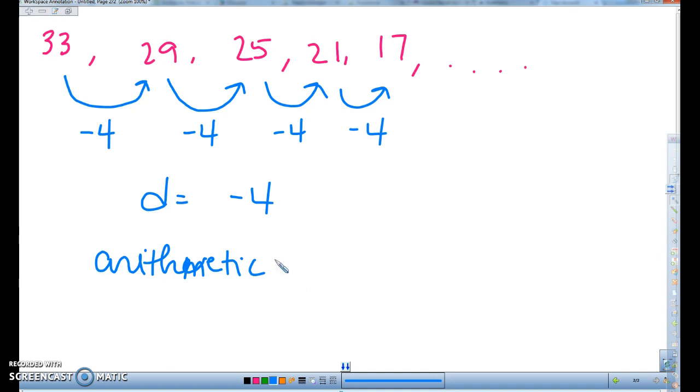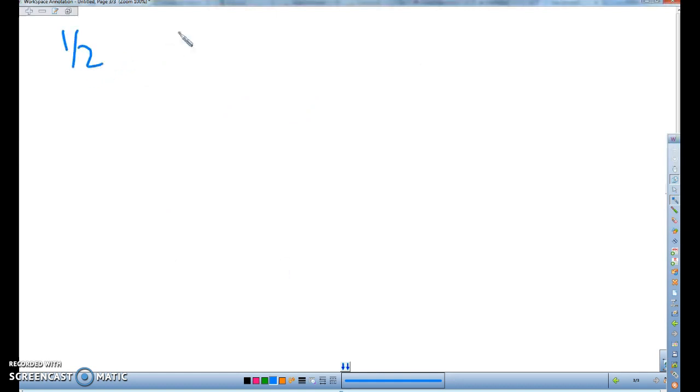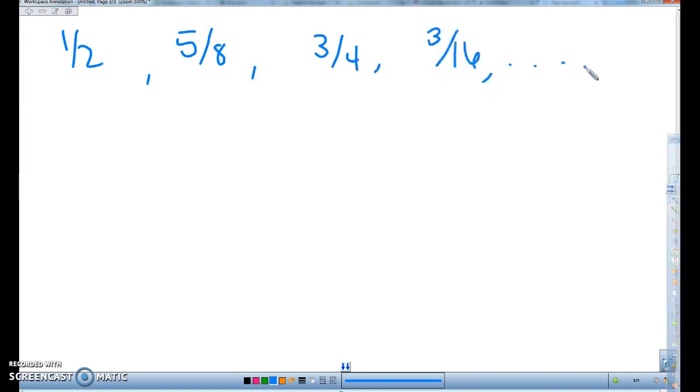Okay, let's look at another one. 1/2, 5/8, 3/4, 13/16. Dot, dot, dot. Well, first of all, finding common denominators would be important. The common denominator between 2 and 8 would be 8. To get from 4/8, which is the same as 1/2, to 5/8, I have to add 1/8. To get from here to here, again, common denominator is 8. 5/8 to 6/8, I'm adding 1/8.